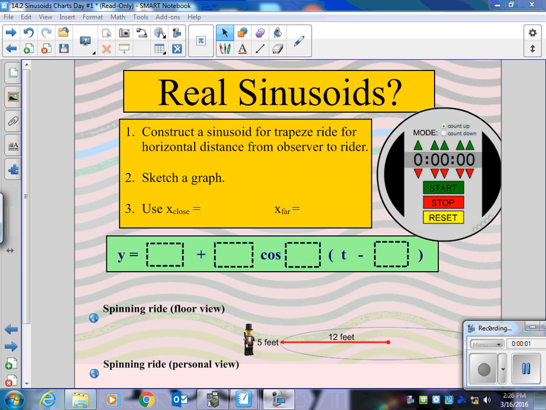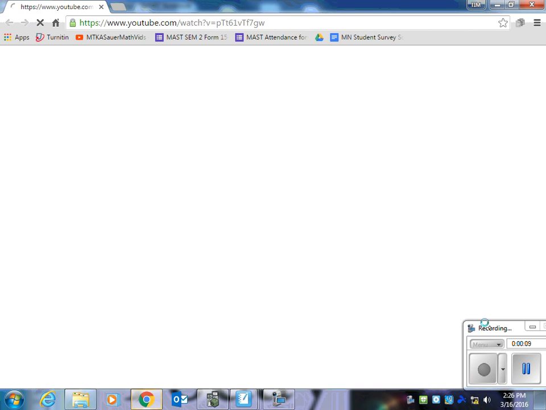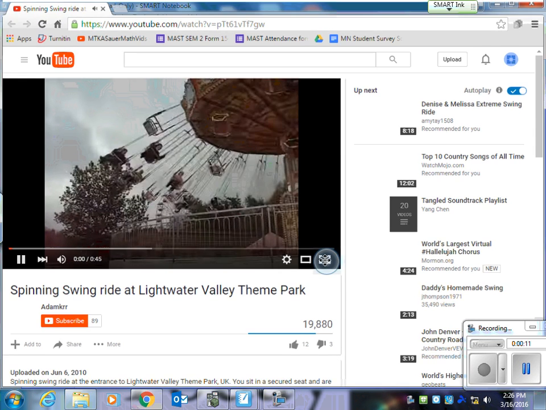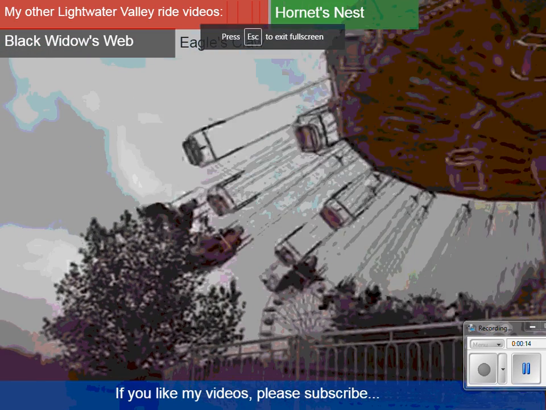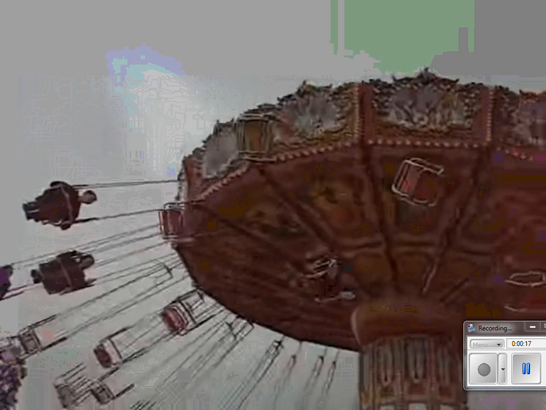Today we're going to look at sinusoids. It's a second way of making a trig graph from real data. And what we'll look at are things like rides that spin. If you were riding on an amusement park ride, you would be moving in a circle, right?